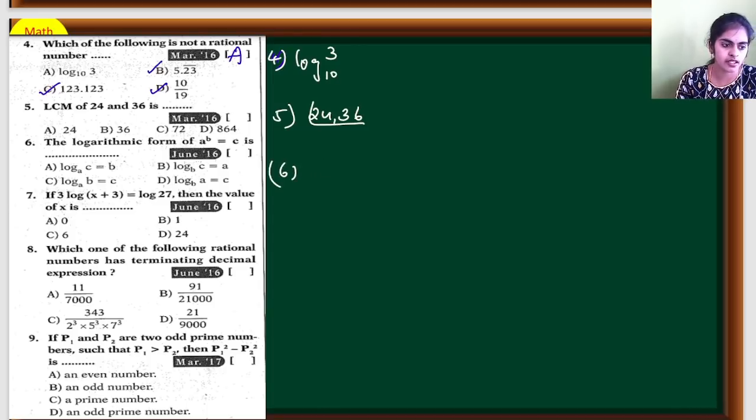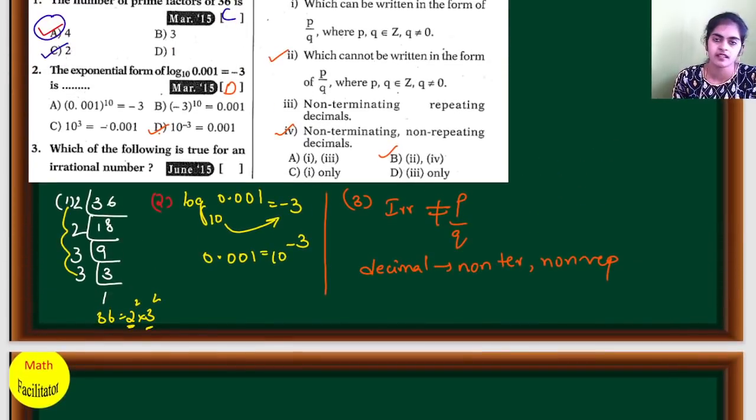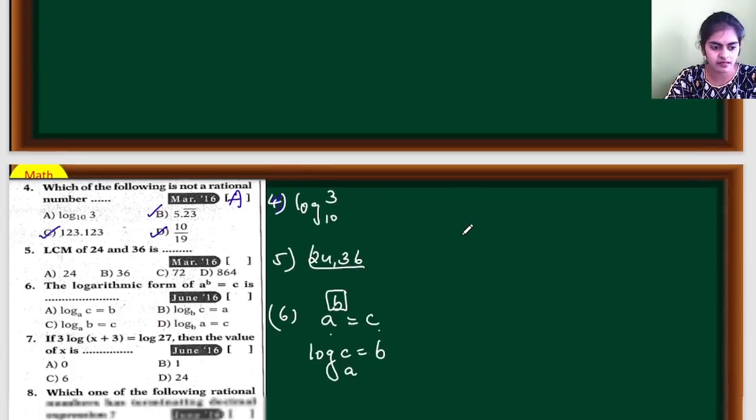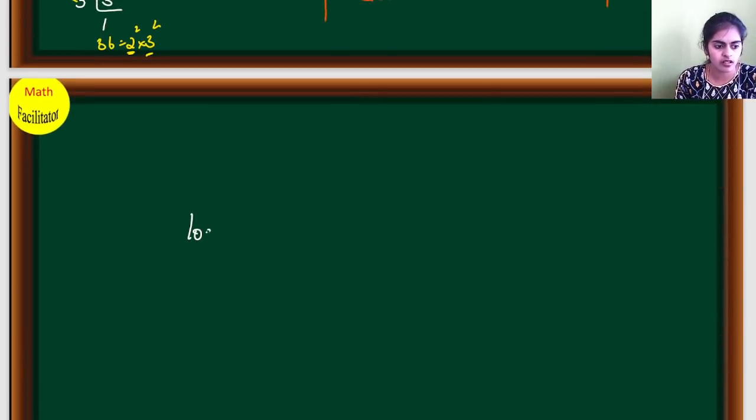Now, the sixth one, the logarithmic form of a power b equal to c. You can write this as log c to the base a equal to b. This base will go here. Whoever is in the power will be your answer. See here, this one we have done: 10 power minus 3, whoever is in the power will be the answer, and this 10 will be the base. So similarly here, this is the answer. What you have to remember is log x to the base a, if it is equal to n, then x will be equal to a power n.